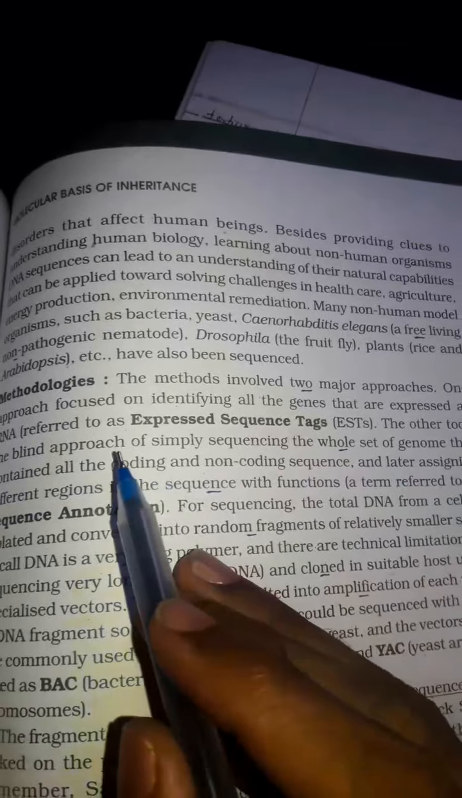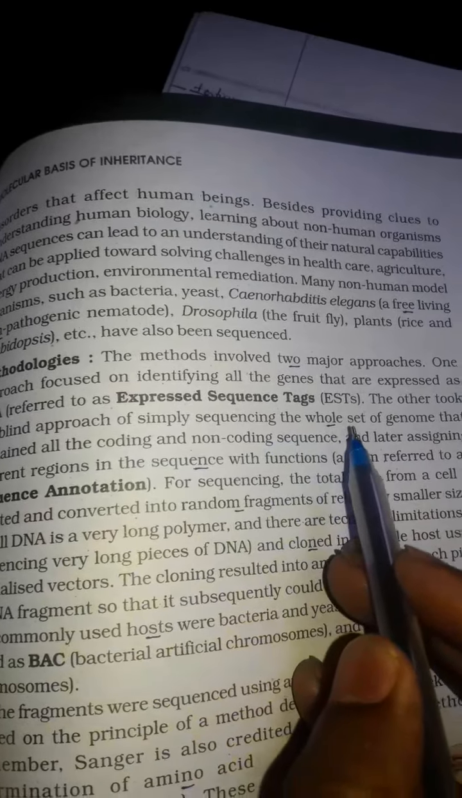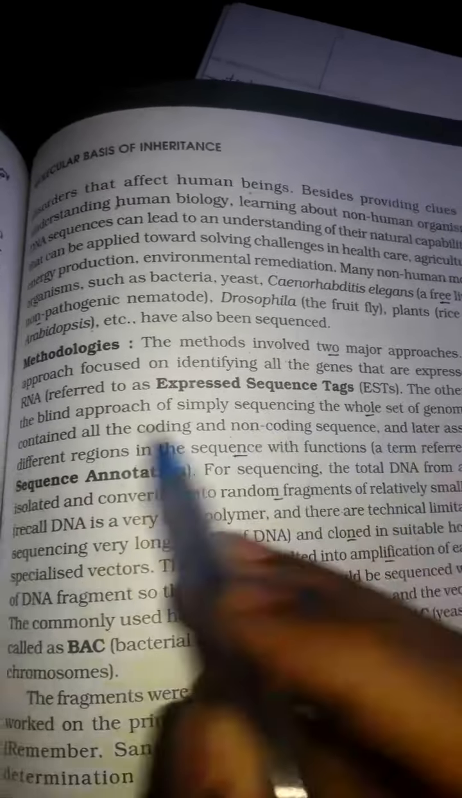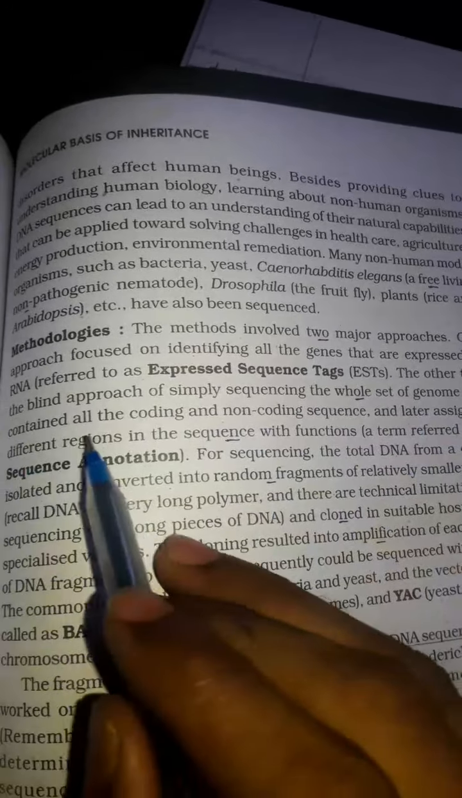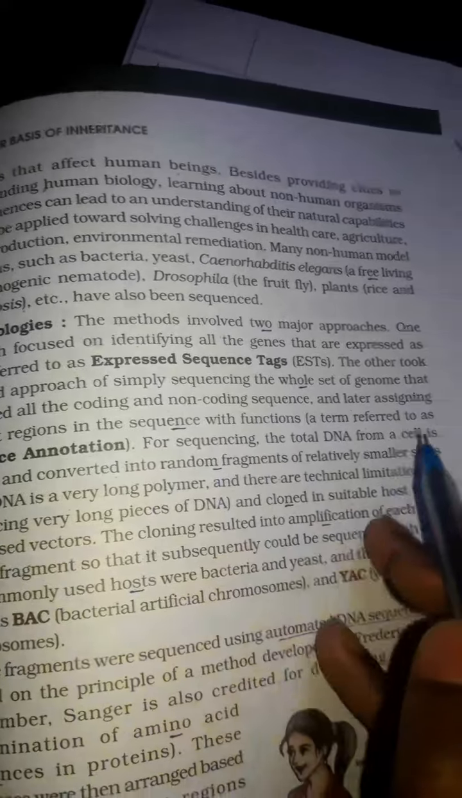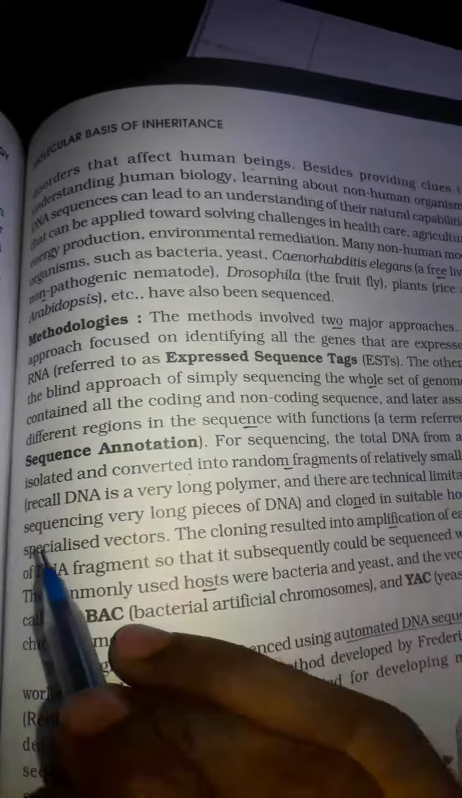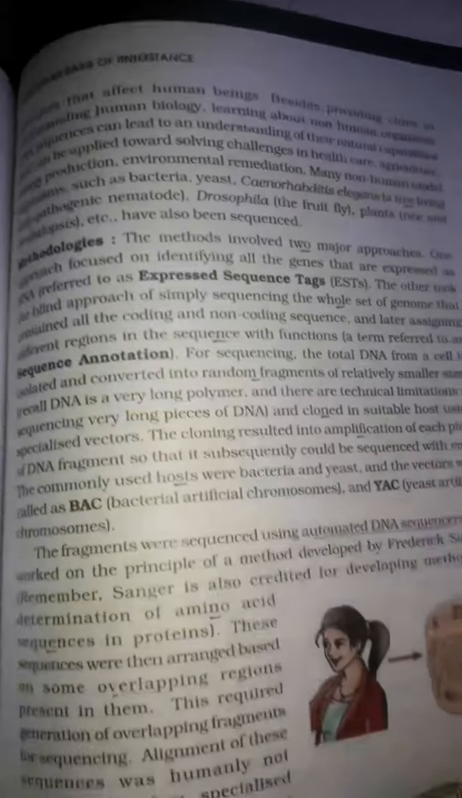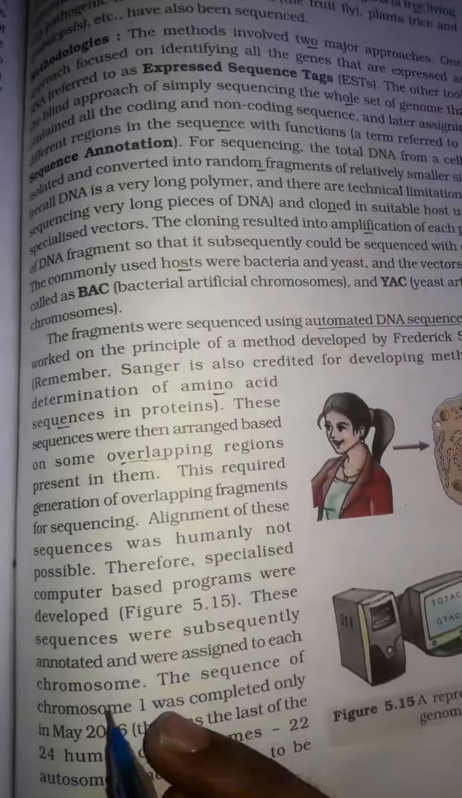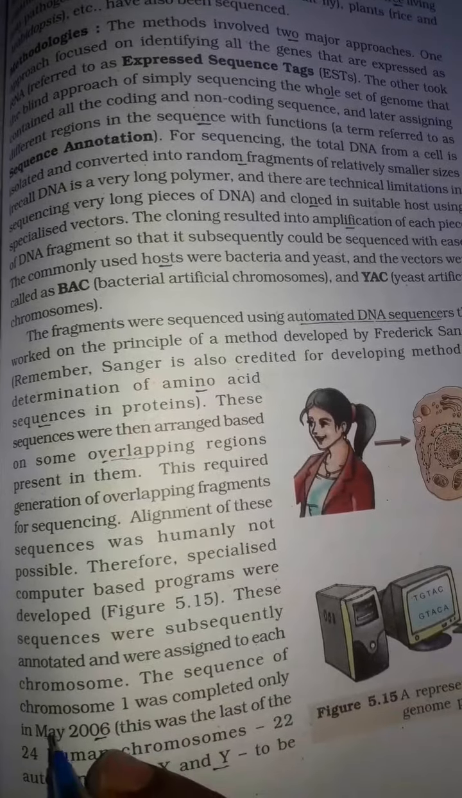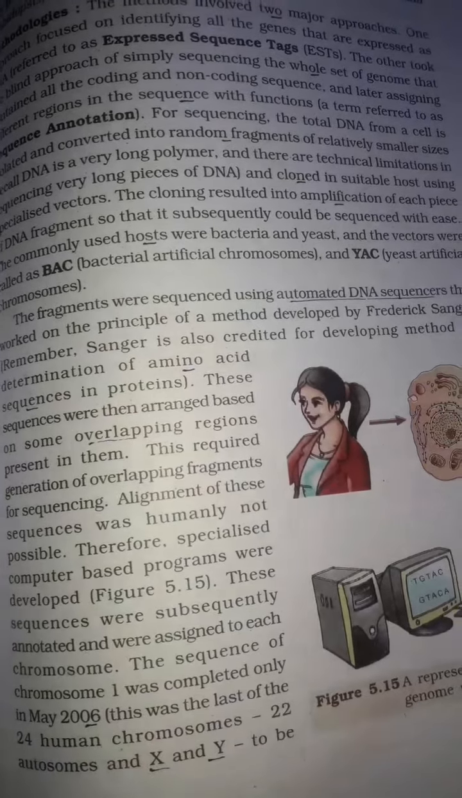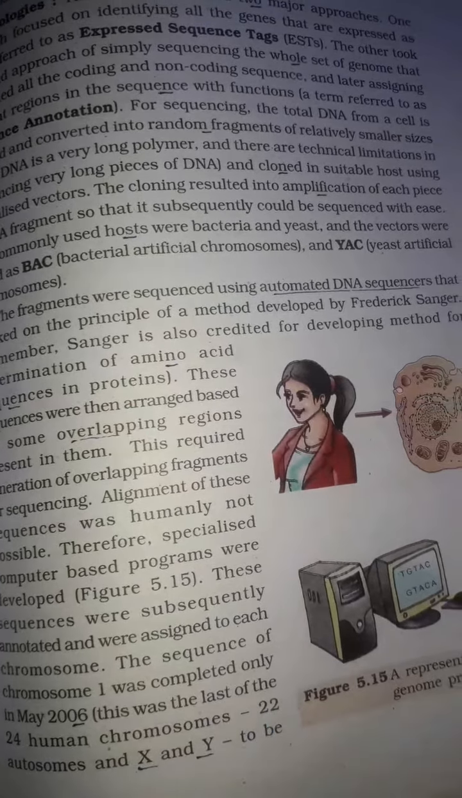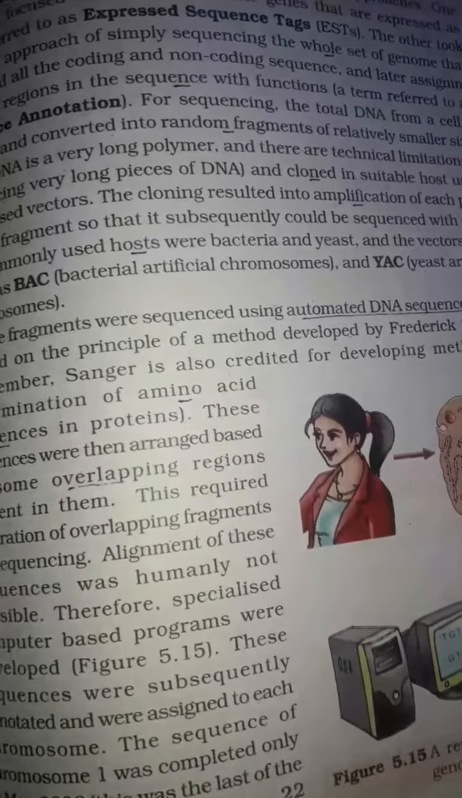Genome sequencing is simply sequencing the whole set of the genome that contains all the coding and non-coding sequences, and later assigning the different regions in the sequence their functions. This is known as sequence annotation. Chromosome 1 was completed only in May 2006. It was the 24th human chromosome, that is 22 autosomes, X and Y.